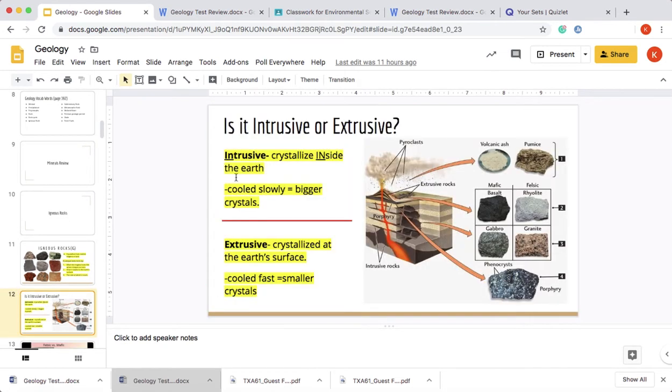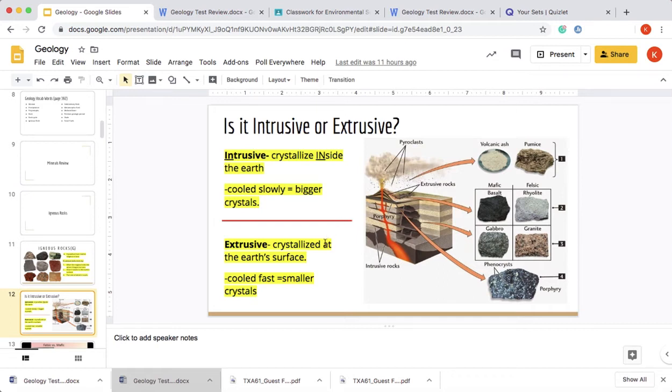So intrusive igneous rocks crystallize inside the earth. Let's look at this little diagram right here. As you can tell, it's pointing to granite, and it's forming inside the earth. It needs time to cool slowly and crystallize. So anytime you see a granite rock, you're going to see big crystals, which is quartz or feldspar, in that rock because it had time to grow. It's kind of like the oven, right? You got to put a cake in the oven in order to bake.